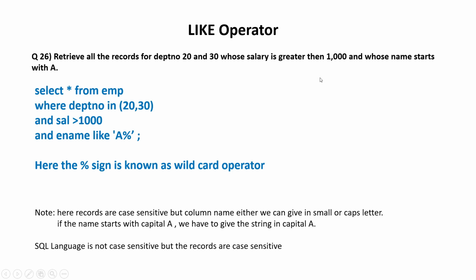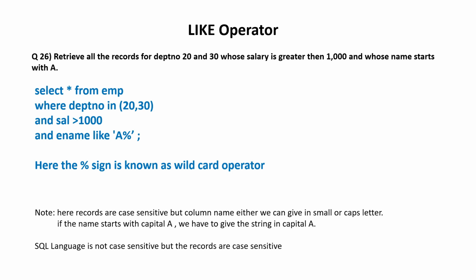Hi everyone. In the previous video we learned the between operator, right? Now in this video we'll learn the like operator. Why use the like operator? For example, if you have a condition where you want to see those employees whose name starts with A or whose name ends with R, so if we have that kind of situation where we want to match a pattern, then we'll be using the like operator.